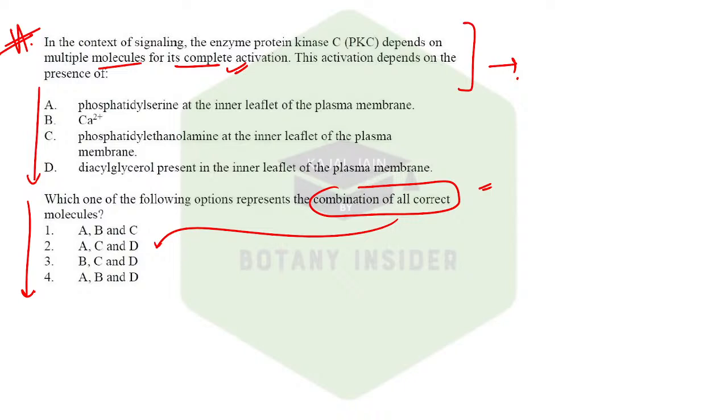First option is phosphatidylserine on the inner leaflet. Second, calcium 2 plus. Third, phosphatidylethanolamine on the inner leaflet. And fourth is diacylglycerol on the inner leaflet. If you know the basics of your plasma membrane also, you can easily mark the answer. Take your time, mark the answer for the question, everyone.